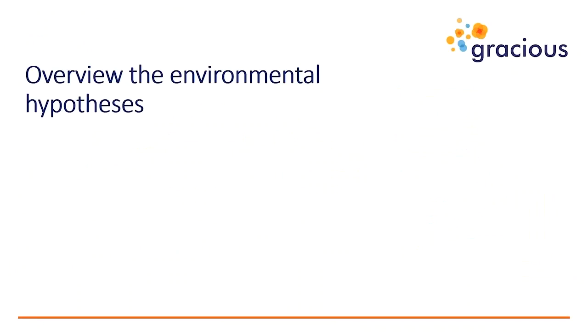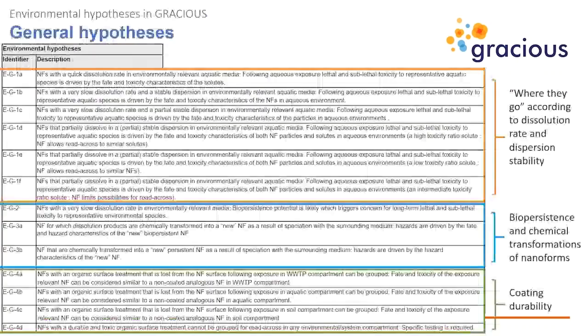Now I'm going to give you a brief overview of the environmental hypotheses that have been developed within the GRACIOUS project. We have a range of general hypotheses that have been developed. Those highlighted in orange are hypotheses for the environmental fate of the particles. And they're based around the dissolution rate and dispersion stability of those nanomaterials and the various outcomes for grouping which arise from the combination of those two properties.